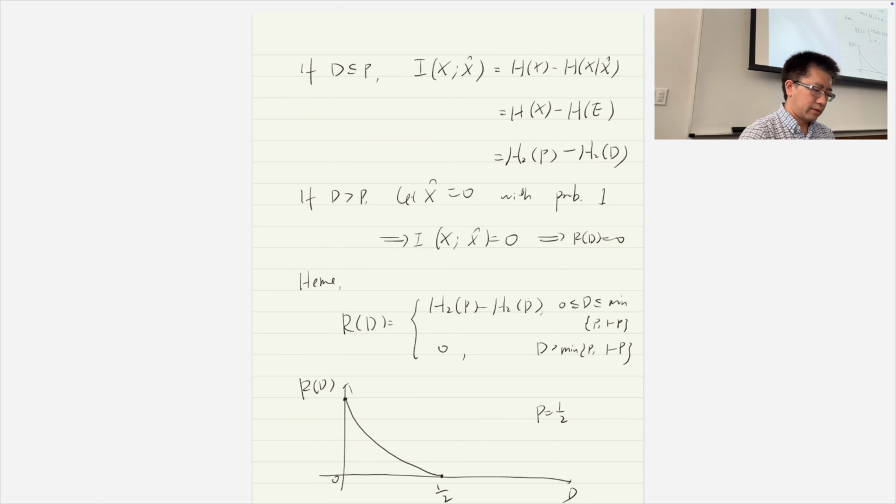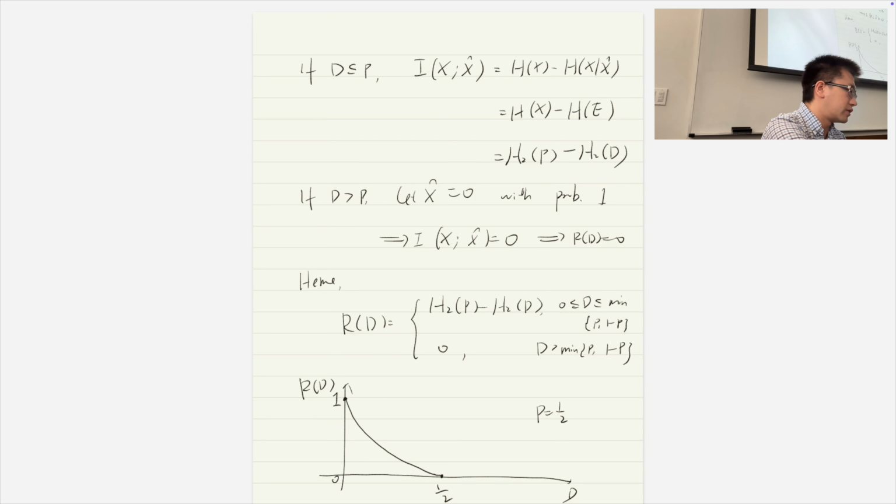All right, and if d equals 0, that basically means that we do not have any distortion. So if we do not have any distortion, then it's a lossless compression, right? Then the best we can do is what? Entropy, right? Therefore, this point gives you 1. Okay, so that's a rate distortion function.